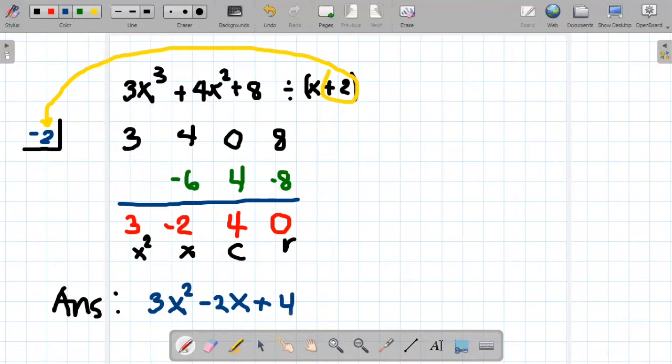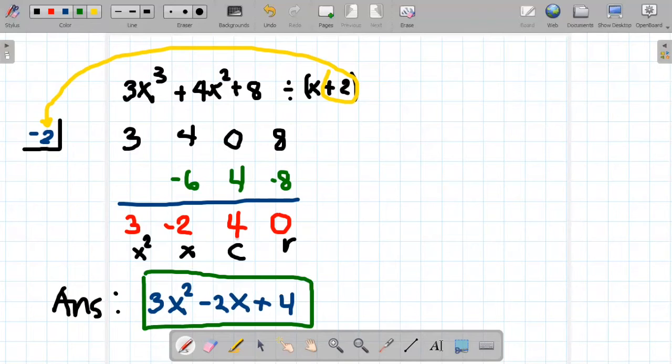You don't need to put a C anymore. That just represents the constant. And then, because we have 0 for the remainder, we don't need it. But if your remainder is not 0, it is still the same: quotient plus remainder over divisor. Since the remainder is 0, this is our answer for this particular example using synthetic division. Easy, right?